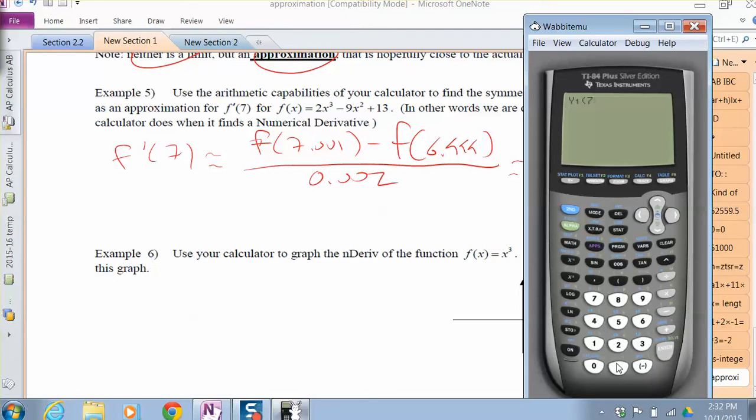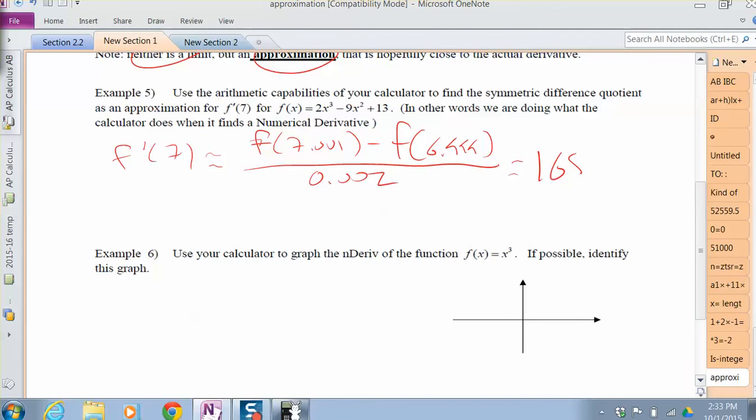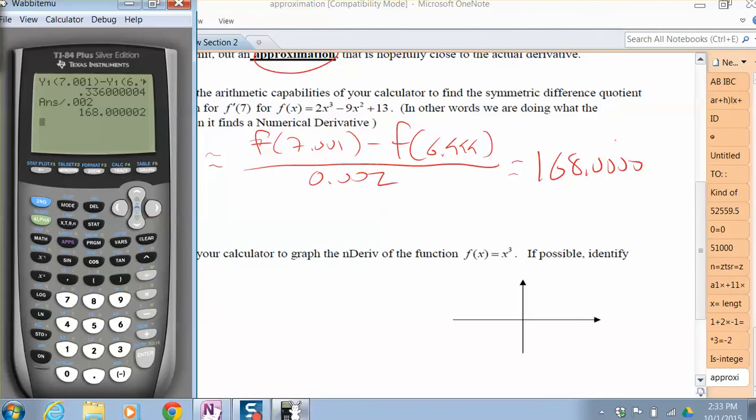So 7.001, oops, minus alpha trace, and doing this on the laptop is a little tricky, so you probably are beating me doing this in the calculator. So that's what the top's going to be, divided by 0.002, and you get 168.0002. So 1, and I forgot how many 0's we have.